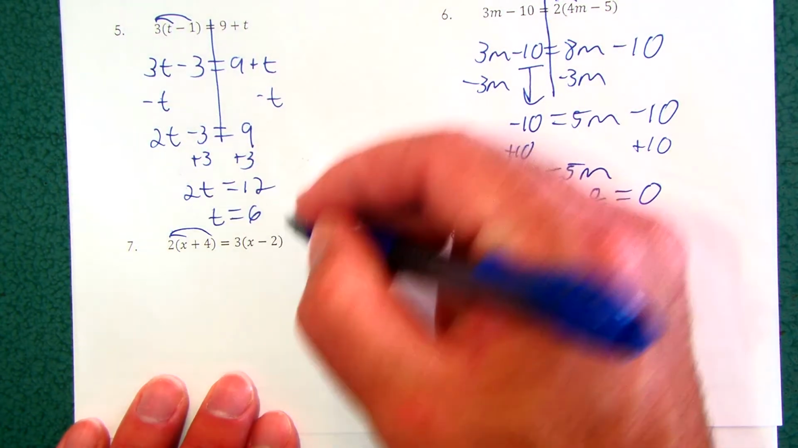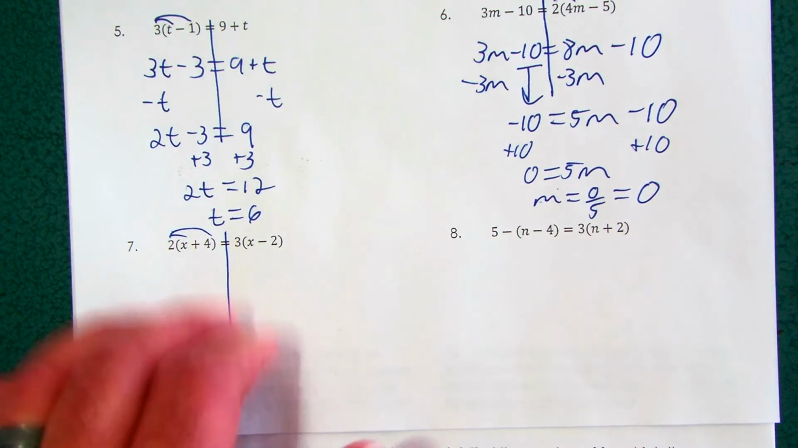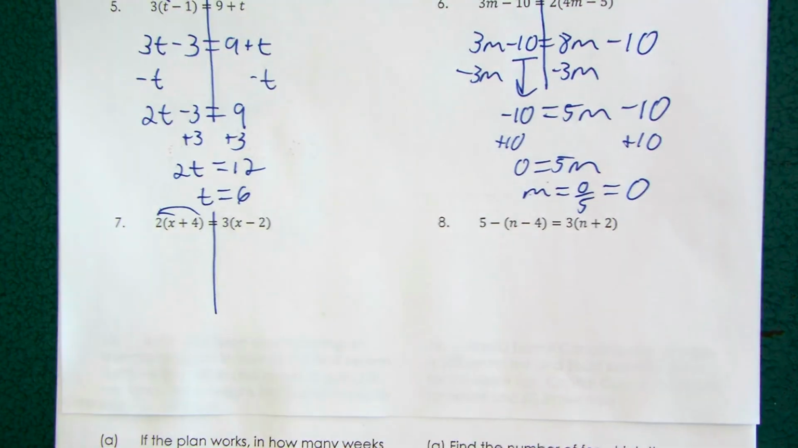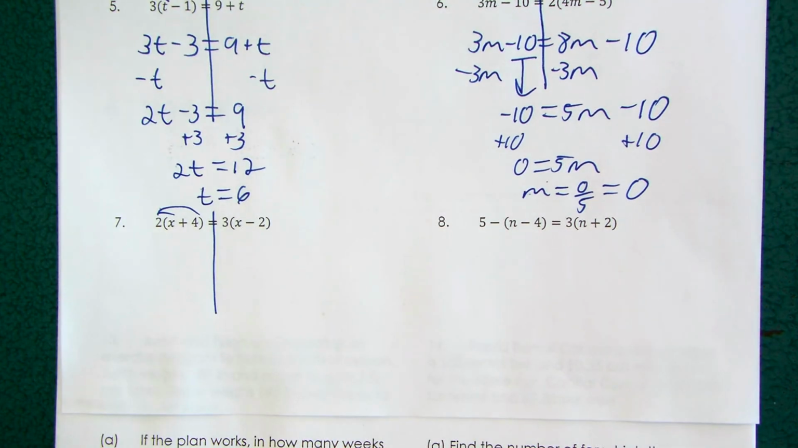Distribute the 2. Let me pause for a second there. Number 7, let you get that copied. Again, please make sure you're working through these with me. Don't just try and watch and then hope you can do it.